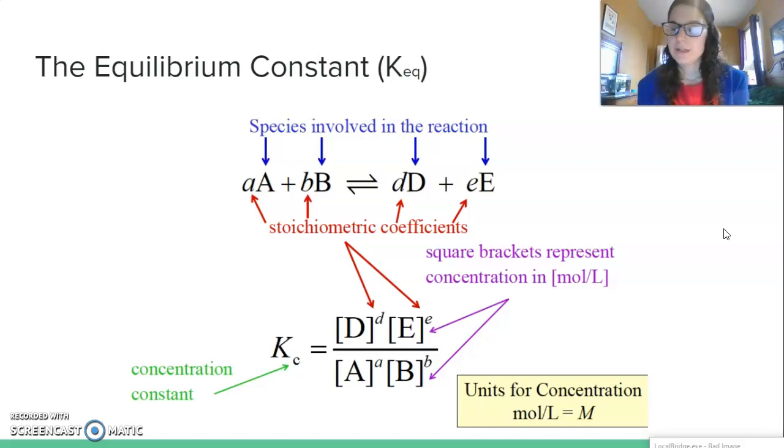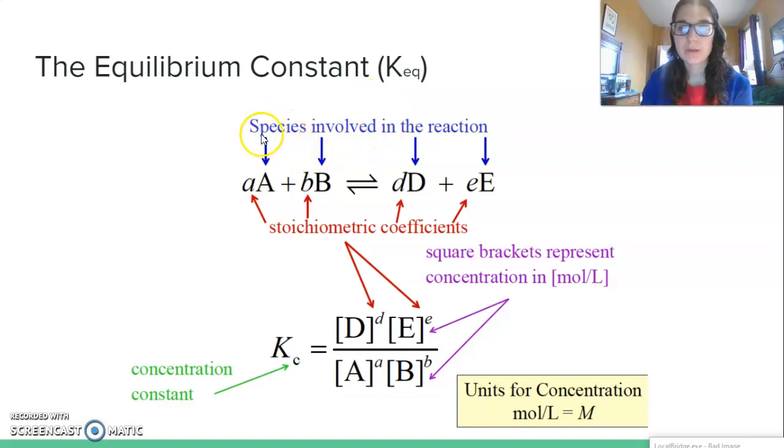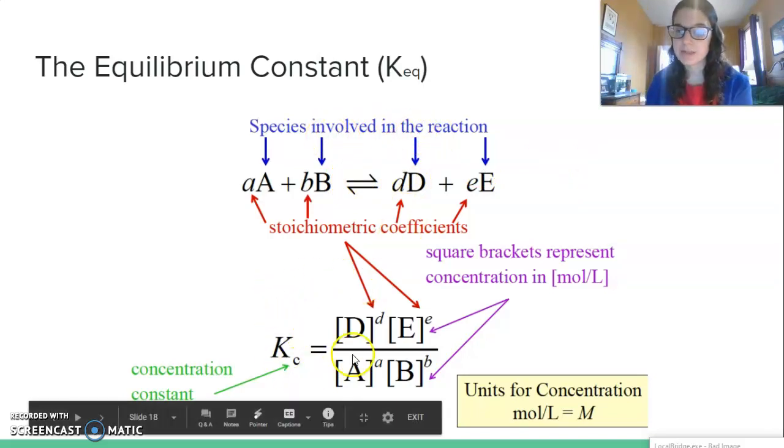The equilibrium constant is represented by Keq. So K is just constant and equilibrium is just represented by eq. And we can basically represent Keq through a stoichiometrically balanced chemical equation. Here we have lowercase letters representing coefficients, capital letters representing the species involved in the reaction. To figure out the equilibrium constant, we just have to take the concentration of products multiplied by one another to the power of their coefficients, divided by the concentration of reactants to the power of their coefficients.